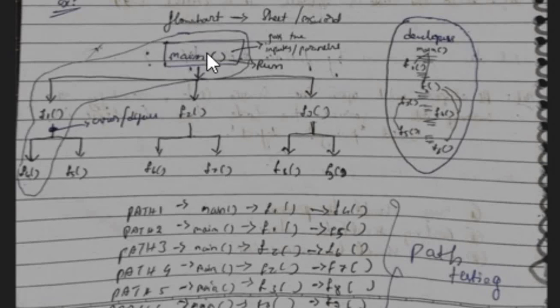Suppose for f7 the condition is wrong. The developer will go to the main function first, then the f2 function, and after that f7. If f6 is wrong, then main function, f2 function, and after that f6 function. In this way, he will check each and every path where the condition is wrong and where it needs to be implemented. This is all about path testing.